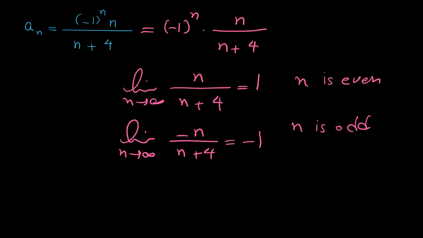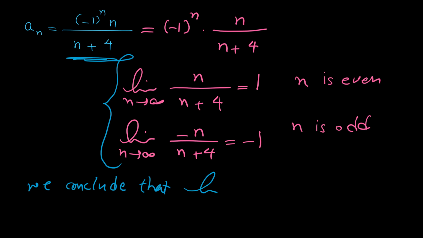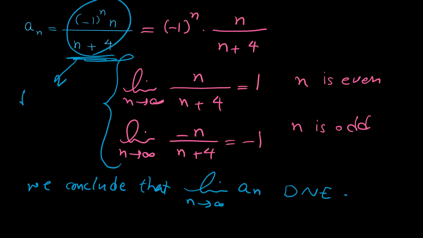Now we can see that when n approaches infinity, this sequence, which is both of these, approaches either 1 or negative 1. And because the answers of these two limits are different, they don't approach the same number, they approach different numbers. We conclude that the limit of a_n when n approaches infinity does not exist, which means that this sequence is divergent. Now consider this sequence, sine n over n.